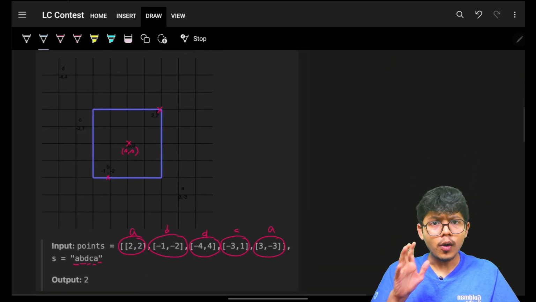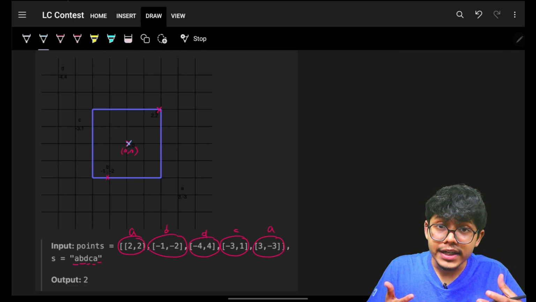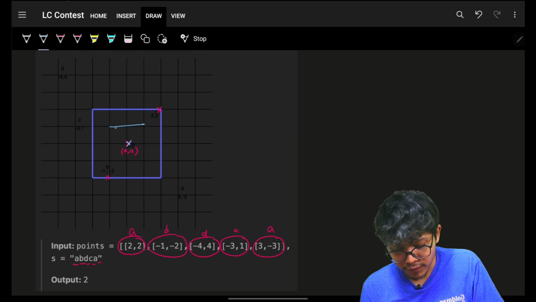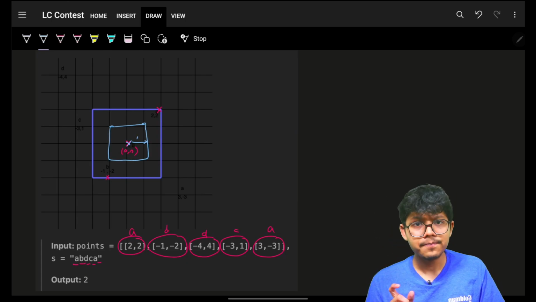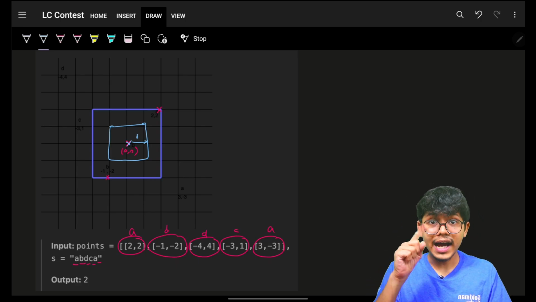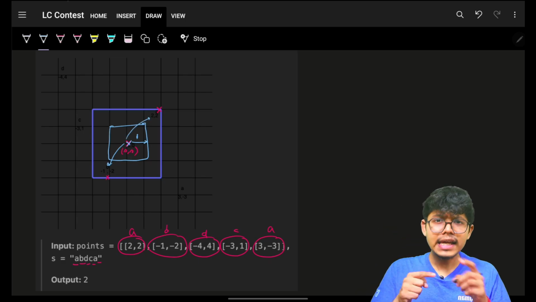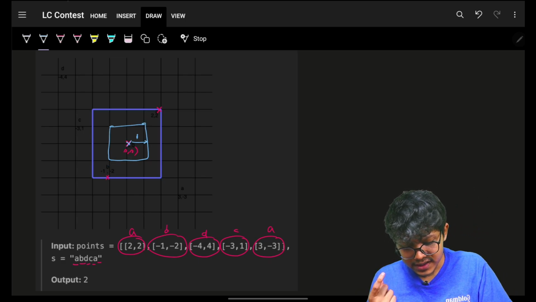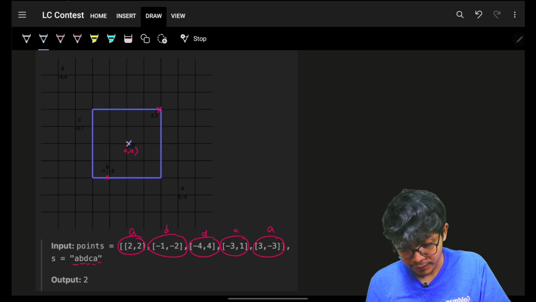So the obvious thing is that you have the square, and you want the maximum number of points lying inside the square. Let's try all the possibilities. Let's try the first square, which will be at a distance of 1. I will have to check for all the points whether they lie inside the square of 1. We can visually see they will not lie.